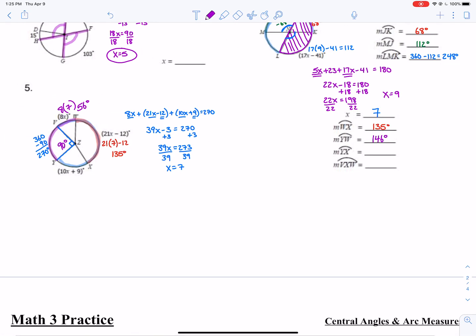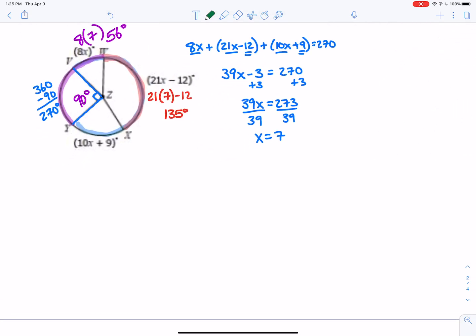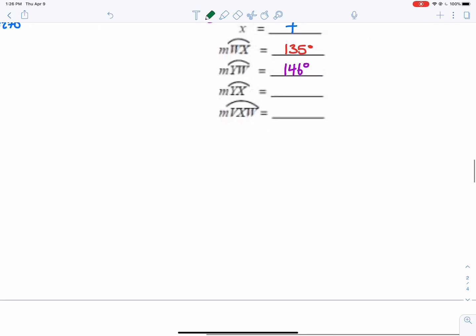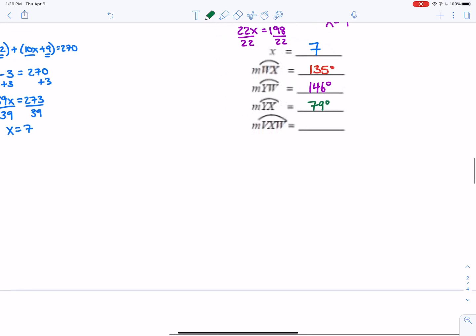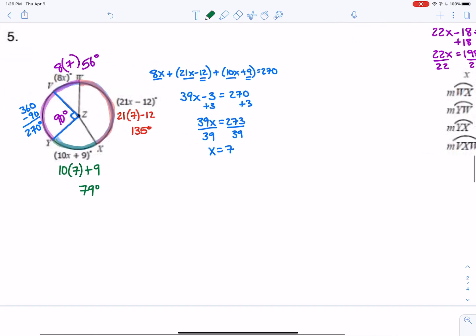All right, and then we need the measure of arc YX. So that's simple enough. We just have to plug in the x, because YX is this little arc right here. So we just got to figure out 10 times 7 plus 9, which would just give us 79 degrees for that arc. And the last one was arc VXW.